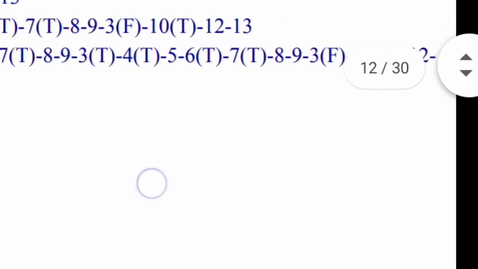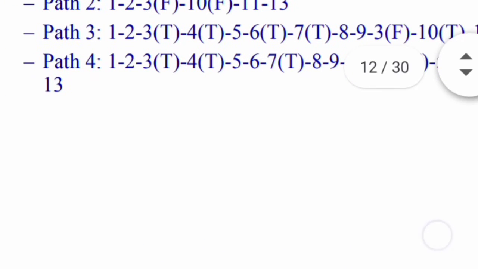Path 4: 1, 2, 3, 4, 5, 6, 7, 8, 9. Again 3, 4, 5, 6, 7, 8, 9. If you understand the control flow graph well, you can easily write. Otherwise, at least you write path 1 and path 2.